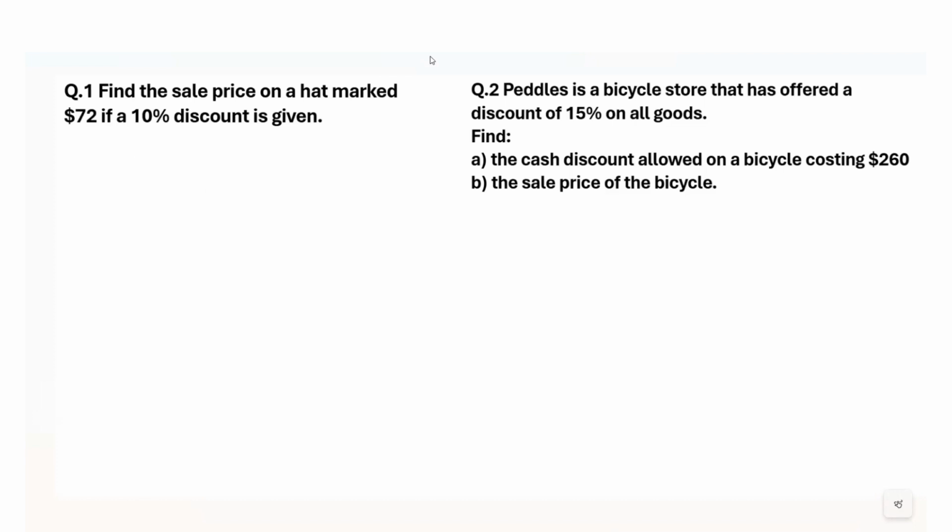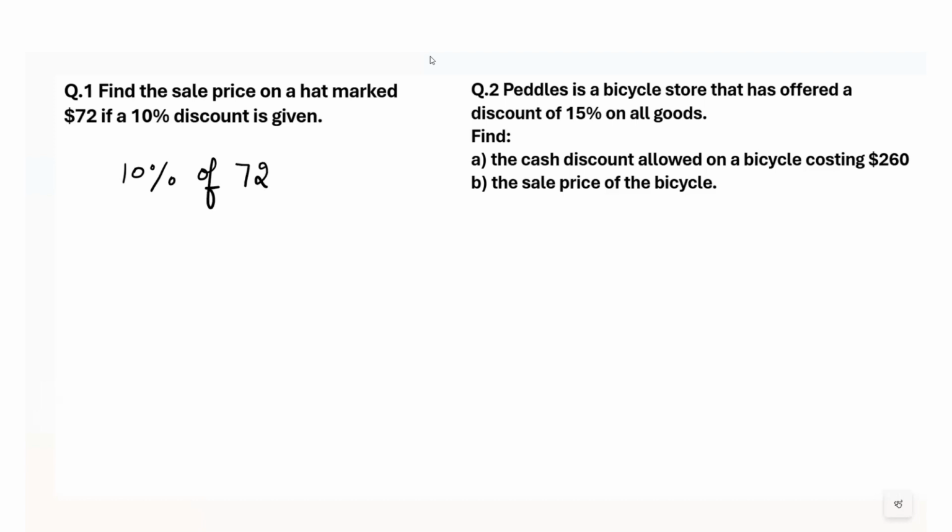So let's get started. In question number 1, the marked price is given as $72 and the discount percent is given as 10%. So we have to first calculate how much the discount is. And to calculate that, we have to calculate what is 10% of 72.